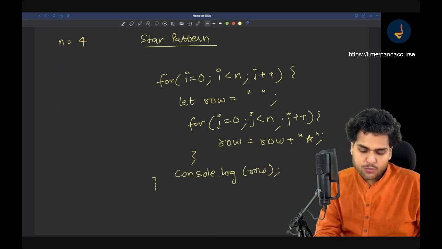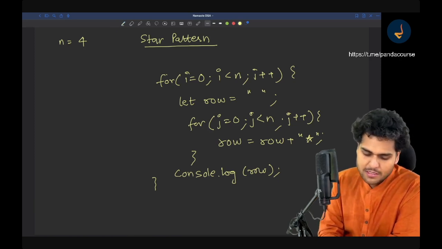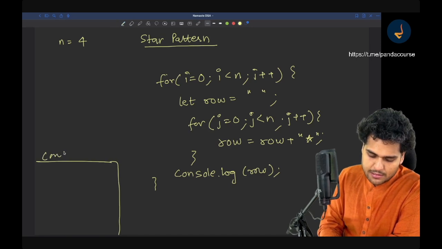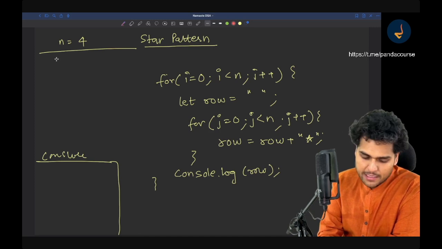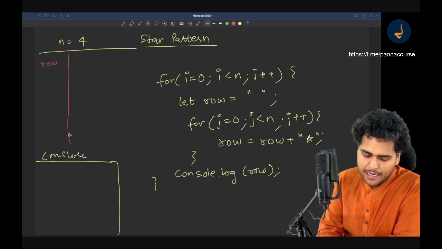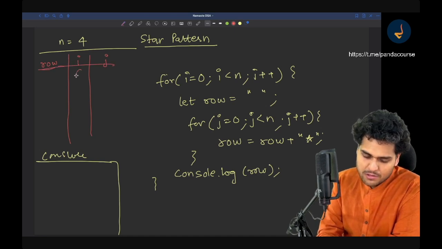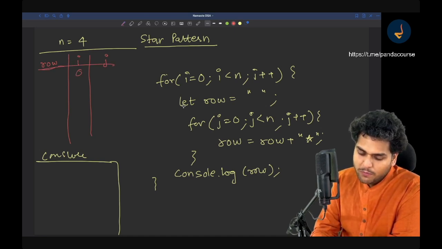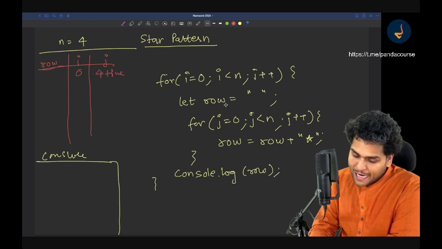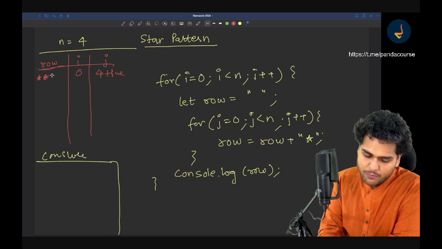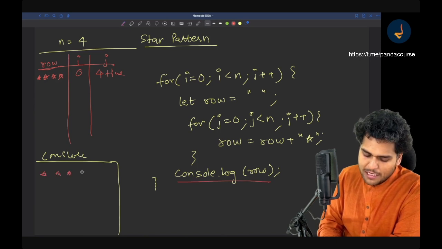So if n is 4 over here, how will this run? Suppose this is your console, and over here n is 4. Then let's say over here the value of row, and over here we have i, and then we have j. Initially my i is 0. Now this j loop will run 4 times and it will add 4 stars to the row. My row will become 4 stars when this loop runs 4 times. And it will console log, so my 4 stars will be printed.